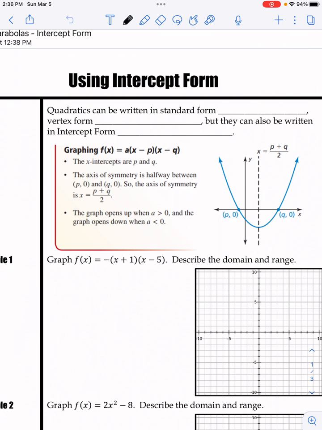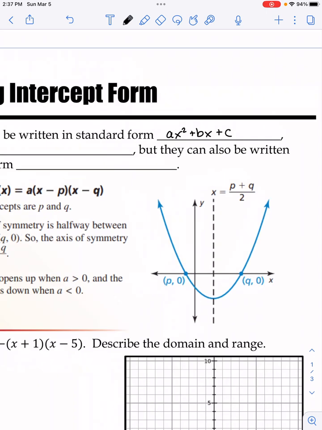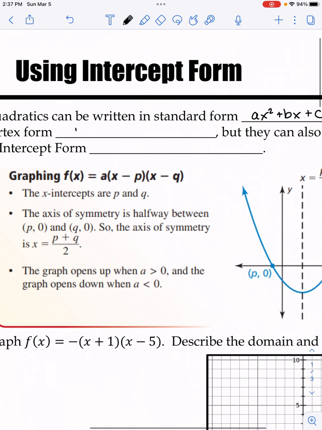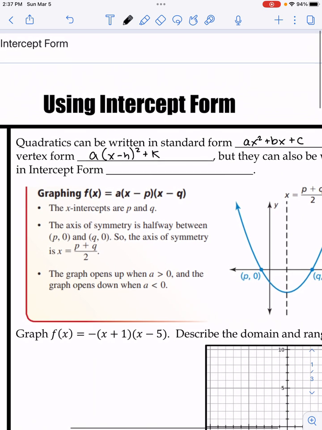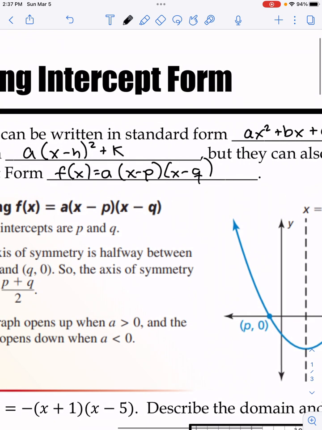Quadratics can be written in standard form, which is ax squared plus bx plus c. They can be written in vertex form, which is a times x minus h squared plus k. But they can also be written in intercept form. So this is f of x equal to, we have our a value, and then in two parentheses here, we're going to have x minus p and x minus q. And generally I write my q's with a little horizontal line through it.